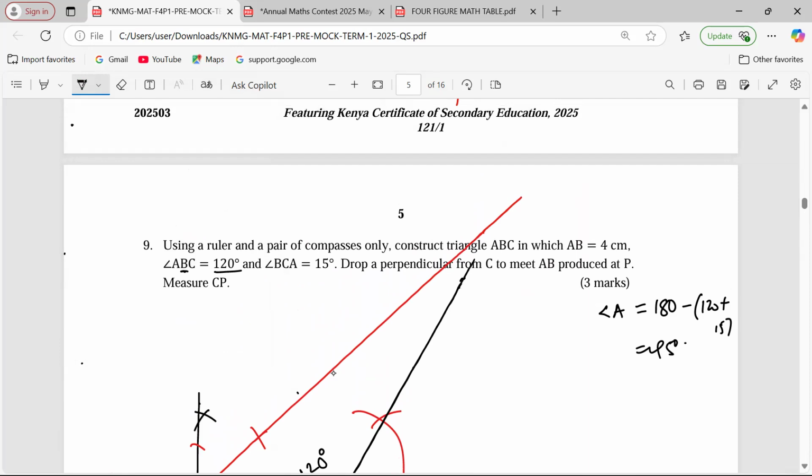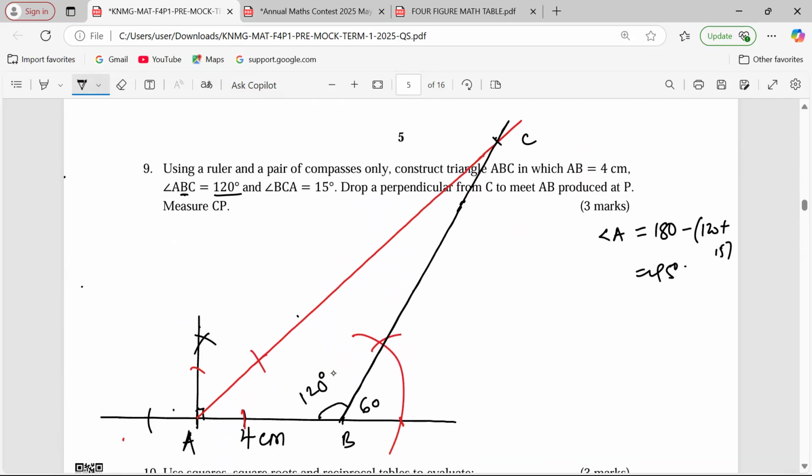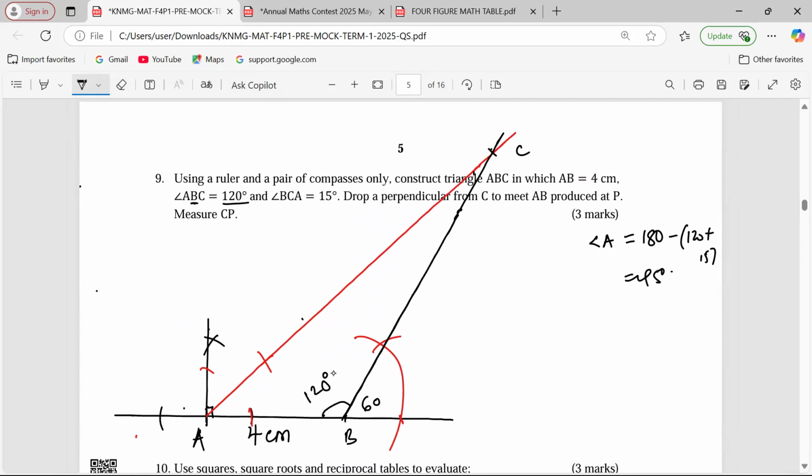So what I want you to understand is that the intersection there becomes our point C. You should be able to coordinate that. If we have 120 and the automatic 45 here, then automatically this now becomes our 15. The 15 we were talking about, we've not even constructed it. It has fitted in very accurately that way.